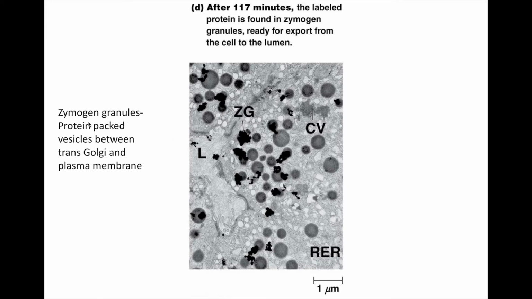So these are protein-packed vesicles between the trans Golgi and the plasma membrane. These are vesicles that are going to fuse with the plasma membrane and deliver their contents outside the cell. So that's how they figured out this pathway.